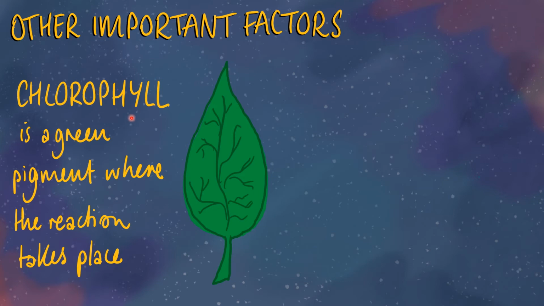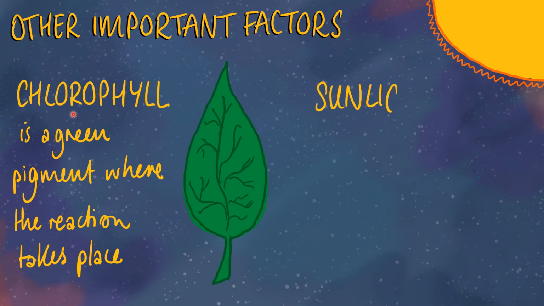Okay, chlorophyll is in chloroplasts. You might remember that from when we did our cell topic. So plant cells have chloroplasts. They contain chlorophyll, which makes the plant green, and that is where photosynthesis takes place.